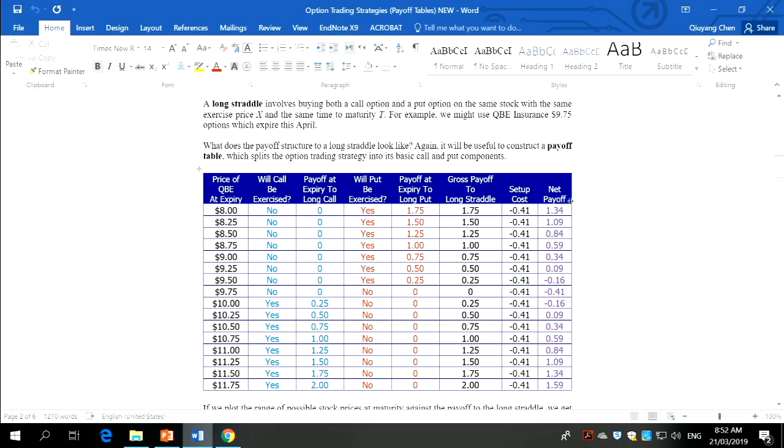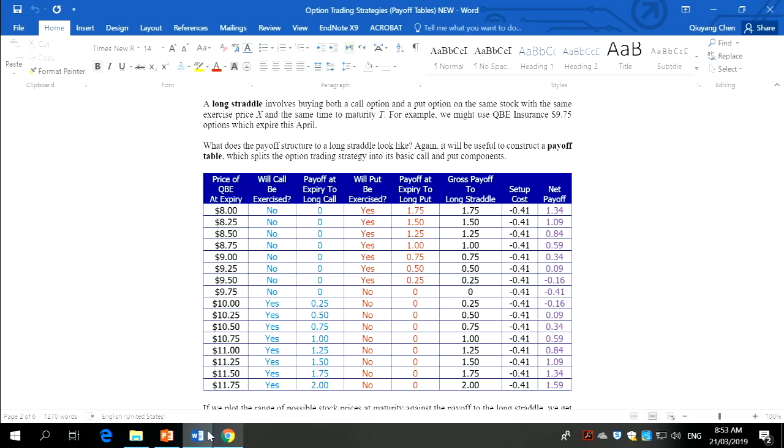Okay? So the next thing is to sum up the blue column and the red column, and you will get a gross payoff here. And then it costs us 41 cents to set up this straddle, right? So the gross payoff minus the setup cost will give us this purple column here. The purple column represents the net payoff, net of the setup cost. And what you can see is when the share price finishes exactly at the strike price, $9.75, we will be making the most loss. The most loss that can occur to you is the setup cost, 41 cents, right?